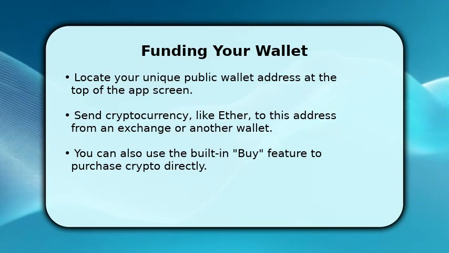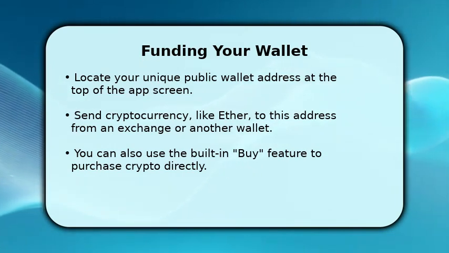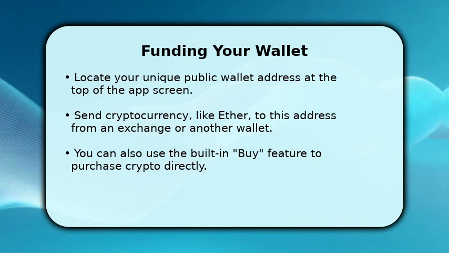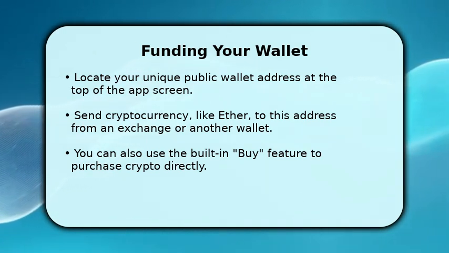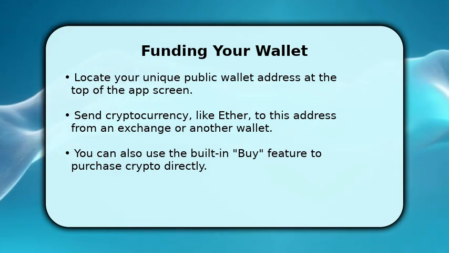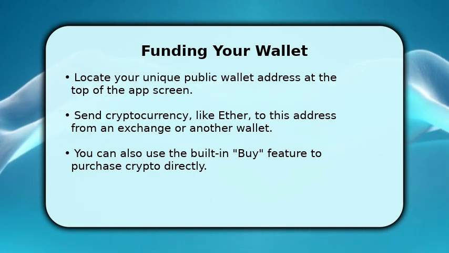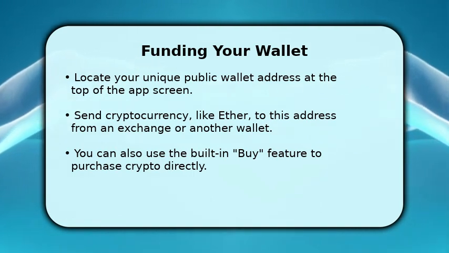Now that your wallet is set up, it's time to add some funds. Your unique public wallet address is prominently displayed at the top of the app. You can send cryptocurrencies, such as Ether, to this address from a crypto exchange or another personal wallet. Alternatively, MetaMask offers a convenient buy option within the app, allowing you to purchase crypto directly using various payment methods.